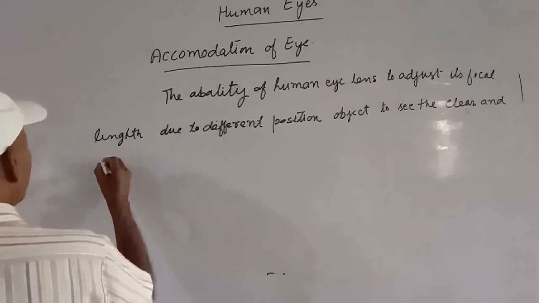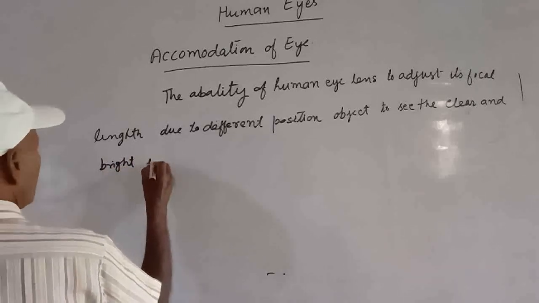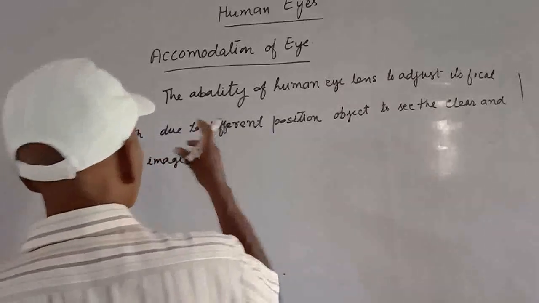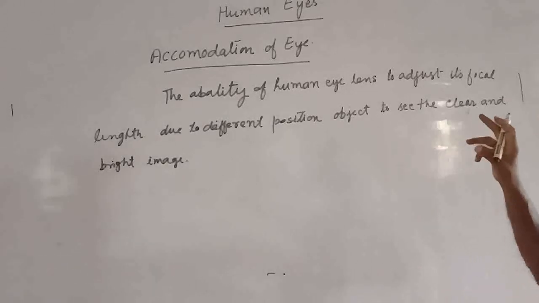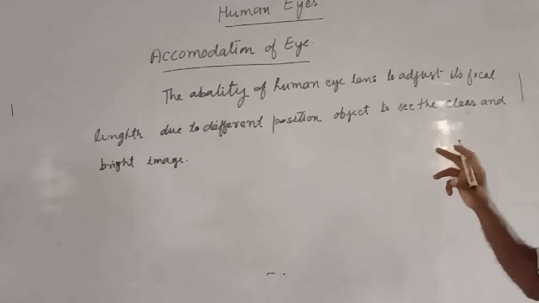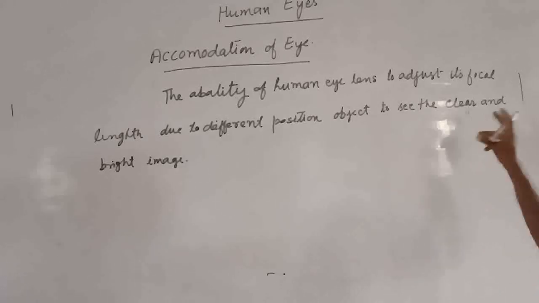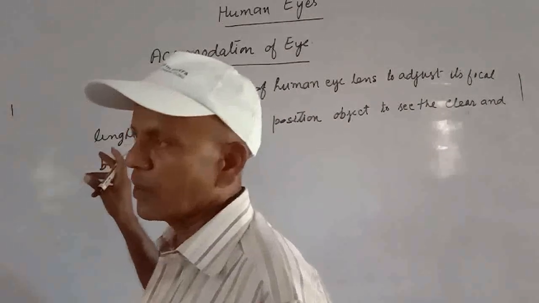Clear and bright image. This is called accommodation of the eye. The ability of the human eye to adjust its focal length due to different positions of the object, to see a clear and bright image, is called accommodation of the eye.